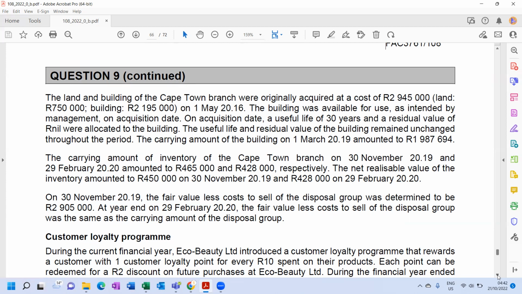Let me read that again. On 30th November 2019, the fair value less cost to sell of the disposal group was determined to be 2,905. At year end on 29 February 2020, the fair value less cost to sell of the disposal group was the same as the carrying amount of the disposal group.